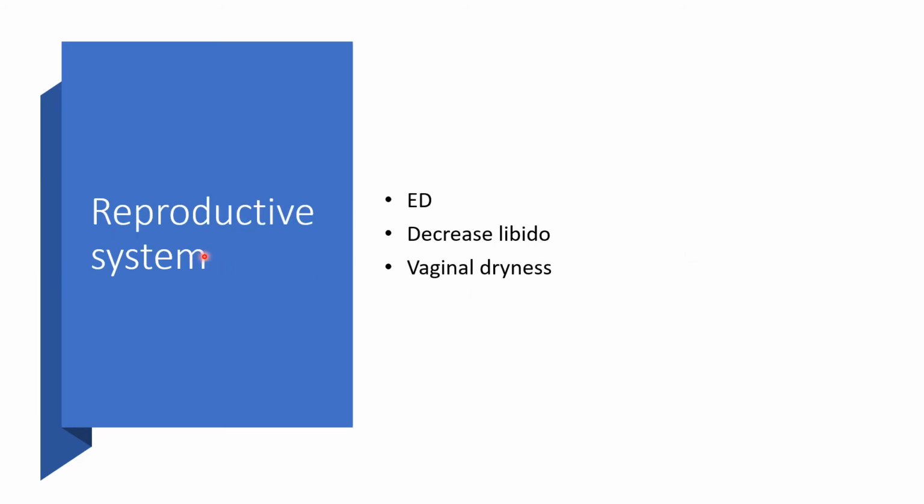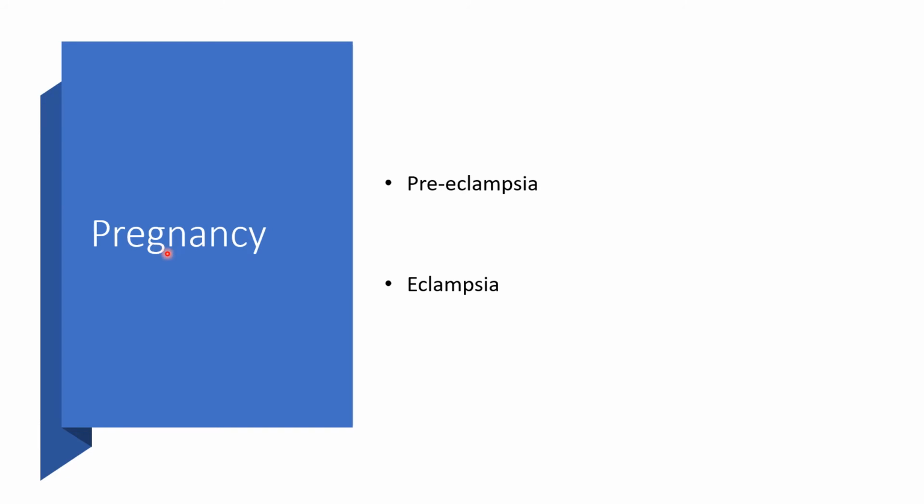The reproductive system will not be spared from complications of hypertension, like erectile dysfunction, or decreased libido, or vaginal dryness. In pregnancy, there may be preeclampsia, and if it is not properly managed, that could progress to eclampsia.